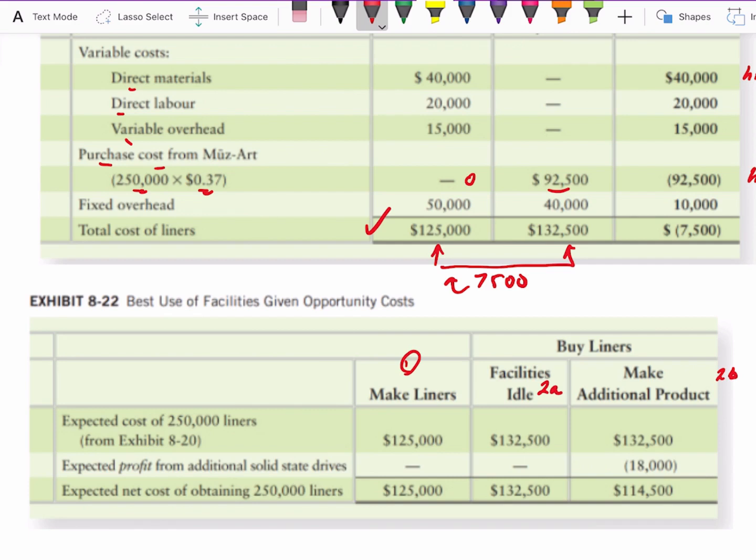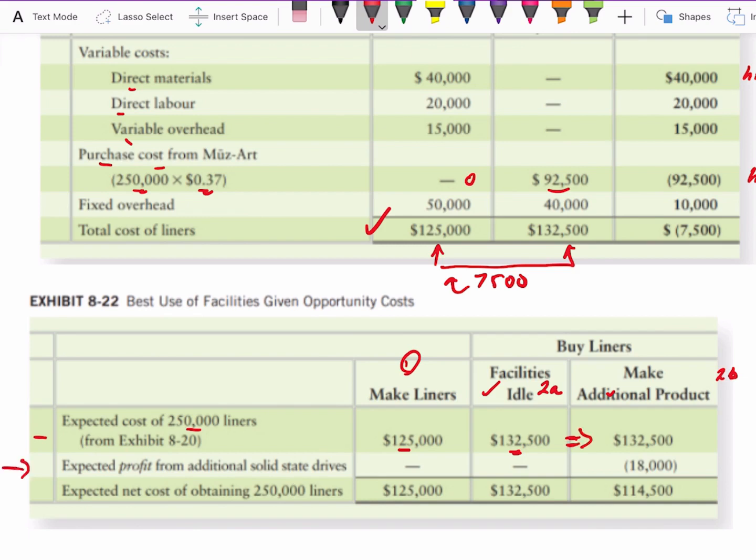So what we can do is carry down the cost that we already had done and say, okay, the cost to make the liners is $125,000, and the cost to buy them but leave the facility idle is $132,000. And of course, whether we leave the facility idle or make an additional product, the cost associated with the liners is still $132,500.